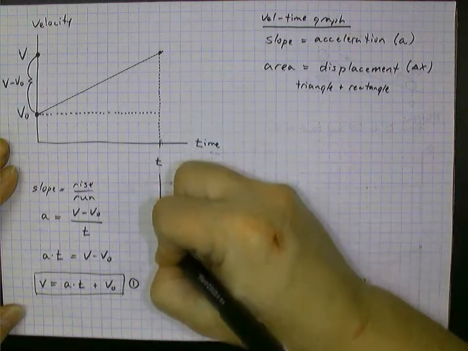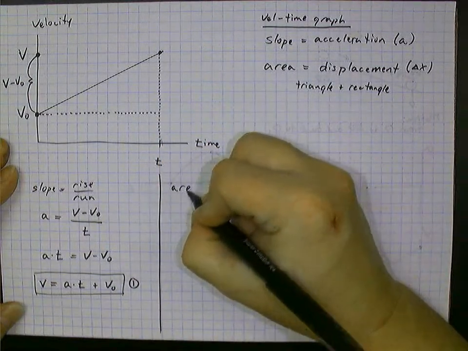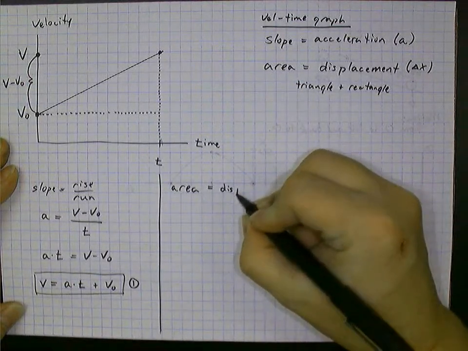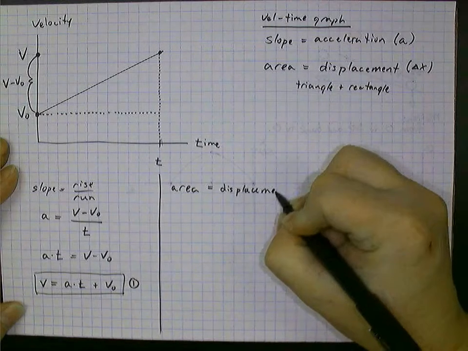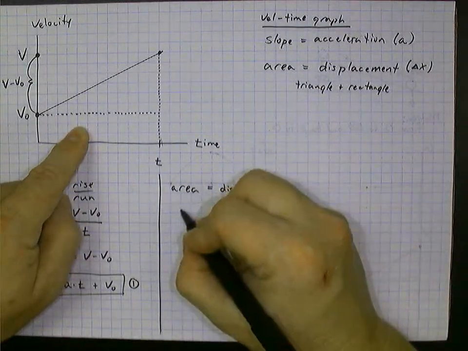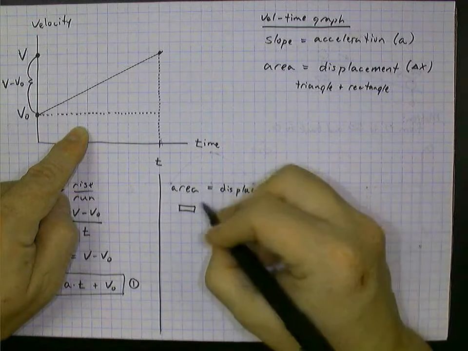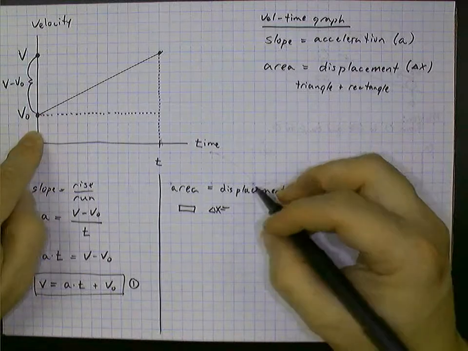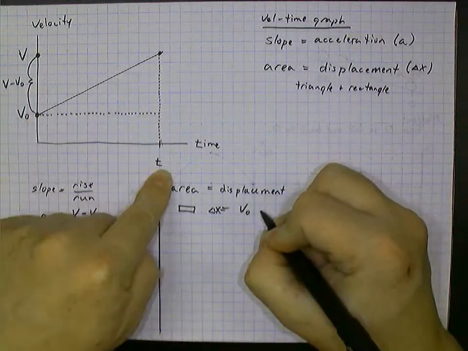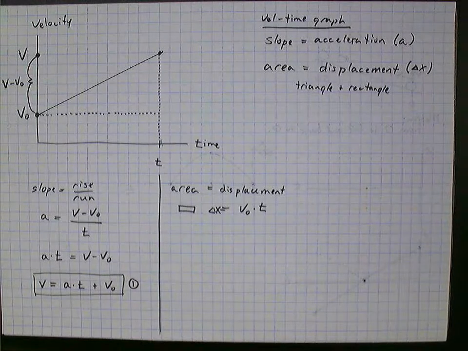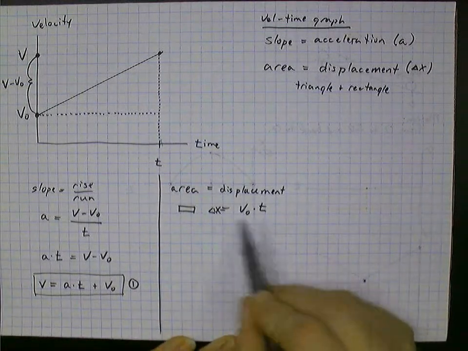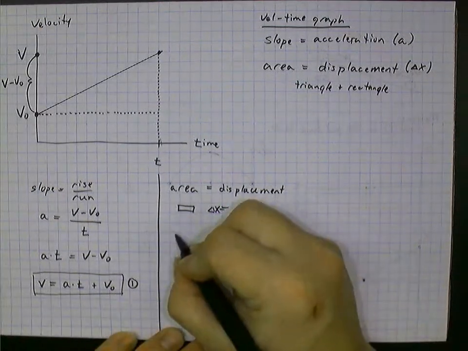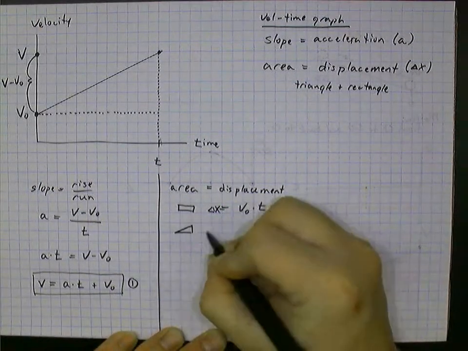Next, area equals displacement. So I have a rectangle. For the area of a rectangle, displacement will equal height, v0, times length, t. This is a useful equation if velocity is constant, but since velocity was not constant and changed, I also need to make sure I add in the triangle on top.